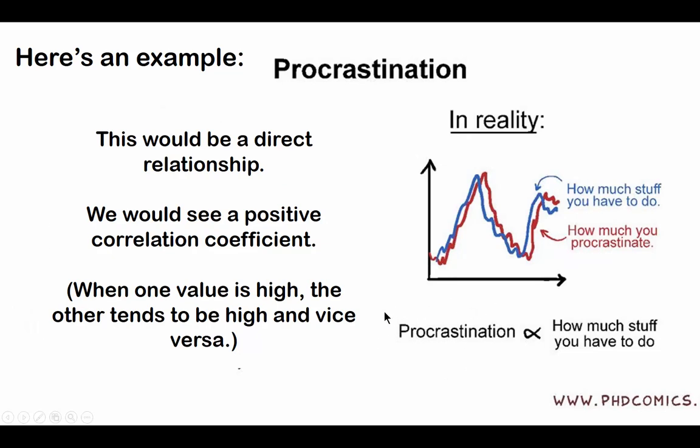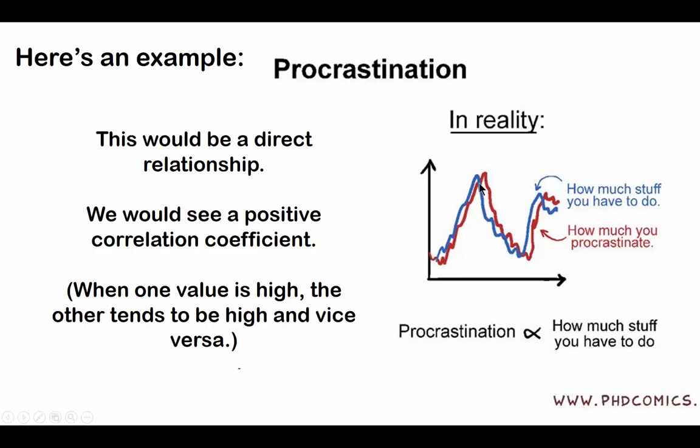But in reality, we all know that the more we have to do, the more we put it off. And the less we have to do, the less we tend to procrastinate. So here we have a direct relationship, so that procrastination is related to and approximates how much stuff you have to do. This is a direct relationship.